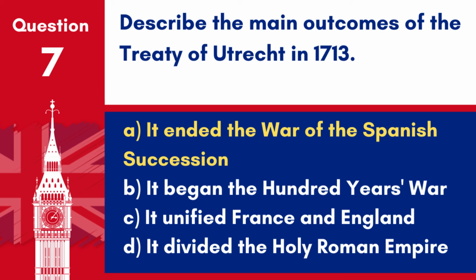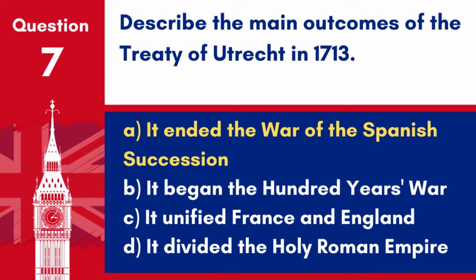Answer A. It ended the War of the Spanish Succession. The Treaty of Utrecht in 1713 ended the War of the Spanish Succession, redistributing Spanish territories among the major European powers and marking the rise of the British Empire as a major world power.